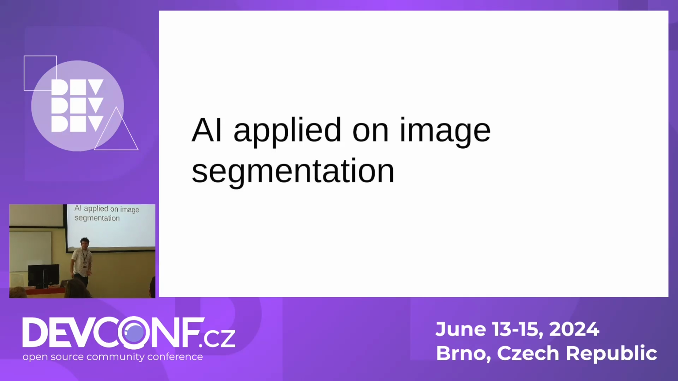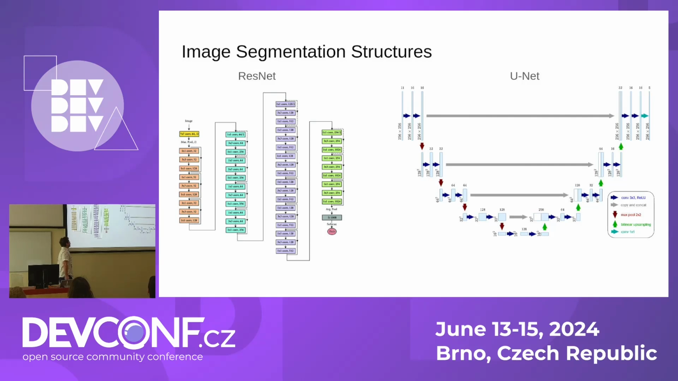Okay, so now we know about some AI structures, some that we use for images. And now let's try to apply these AI structures to the image segmentation problem. Again, there are a lot of image segmentation structures. Actually, new structures appear every day, and we could spend months talking about this.